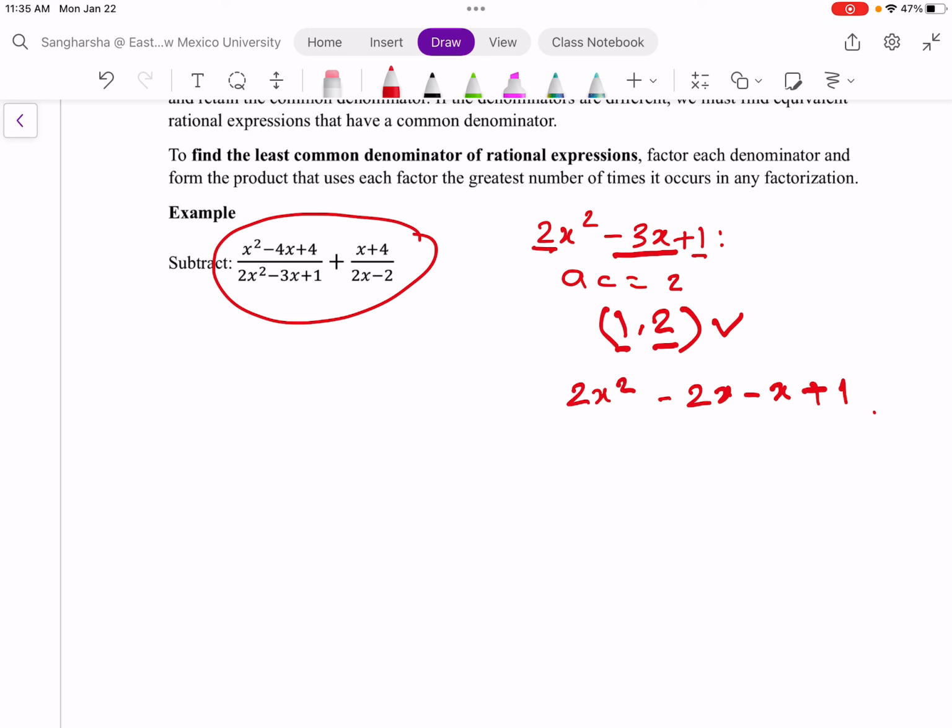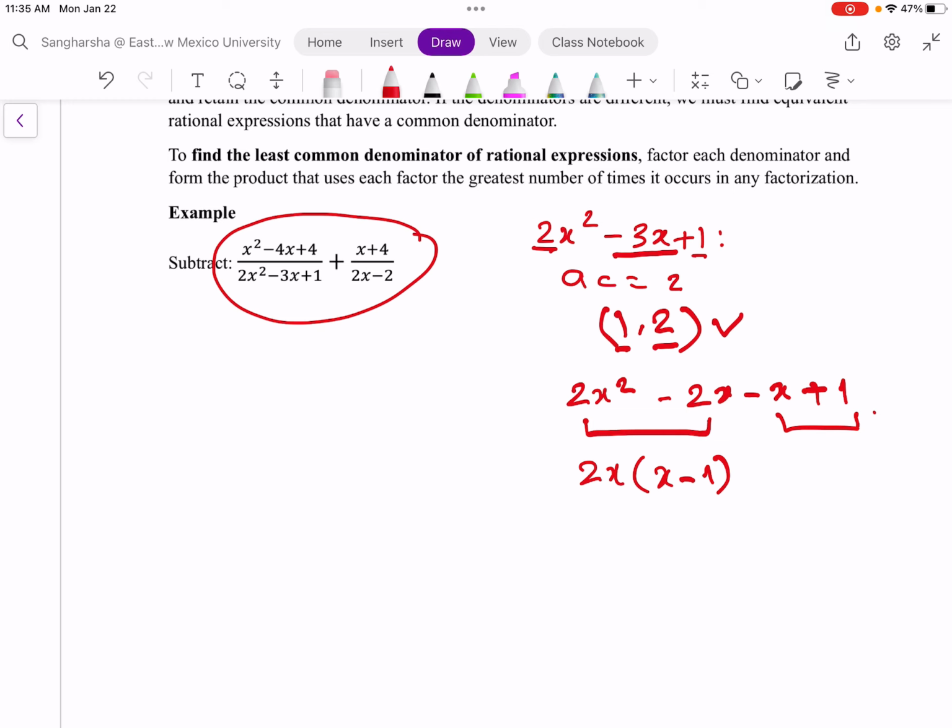We have 4 terms. Let's make pairs. In the first 2 terms, 2x is common, so you factor out 2x. Once you factor out 2x from 2x squared, you have x. And once you factor out 2x from negative 2x, you get negative 1.